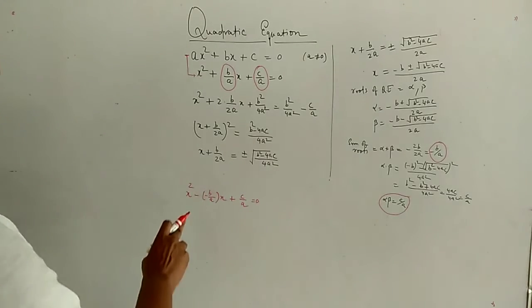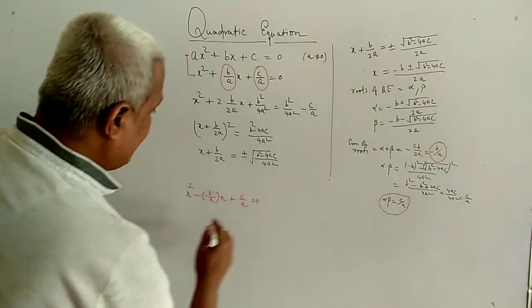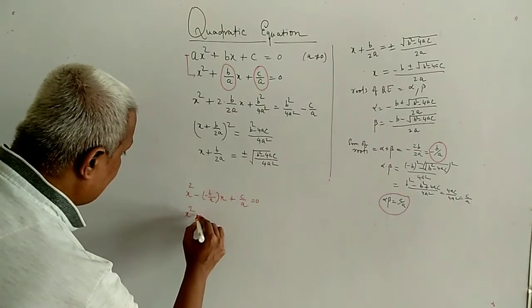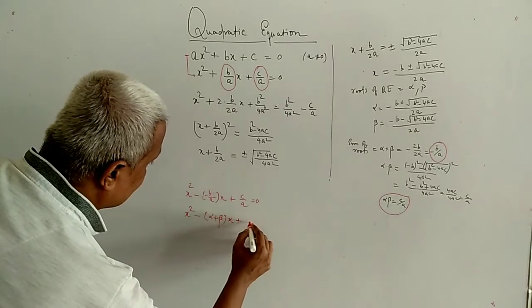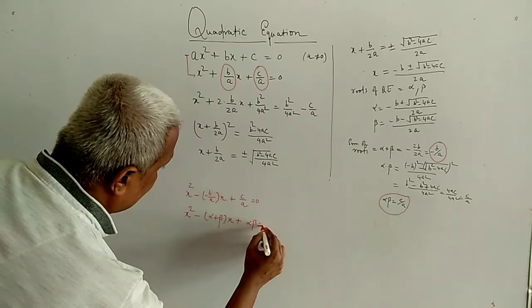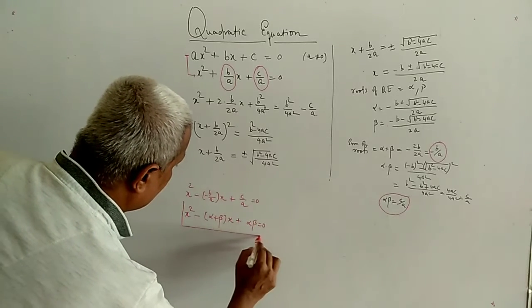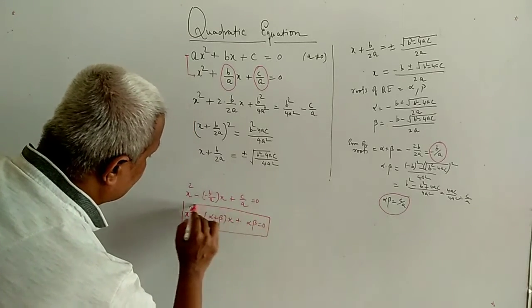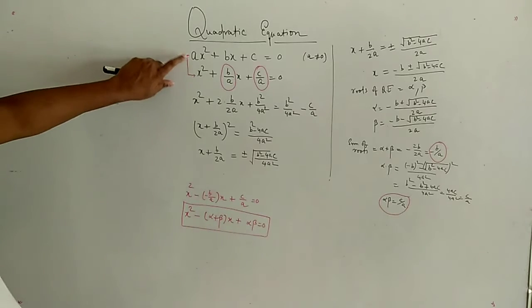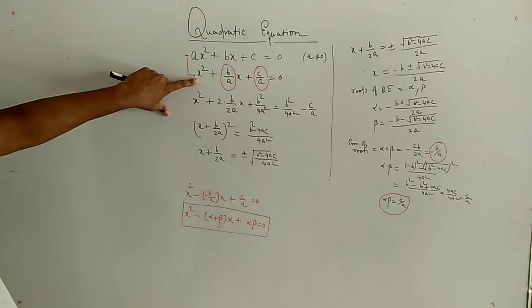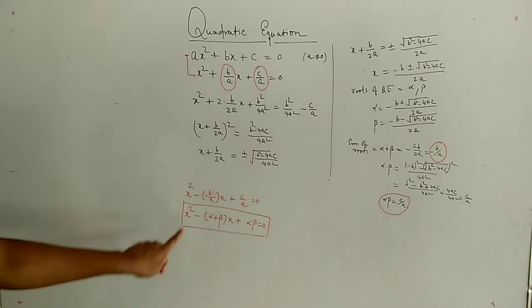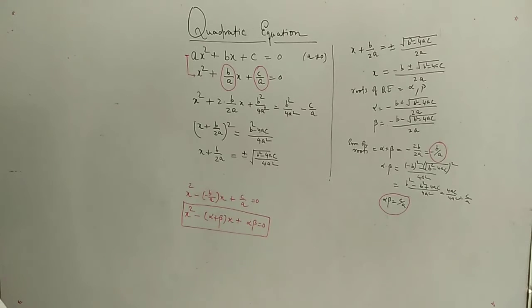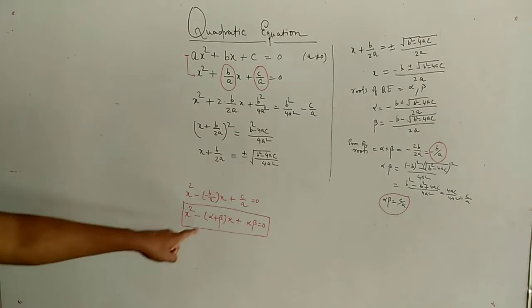And just if you see that, you see minus b by a, so at the place of this you can write x square minus alpha plus beta x plus alpha beta equal to 0. Means any quadratic equation, if its coefficient of x square is unity, can be expressed as a quadratic equation x square minus alpha plus beta x plus alpha beta equal to 0. This is called the roots.